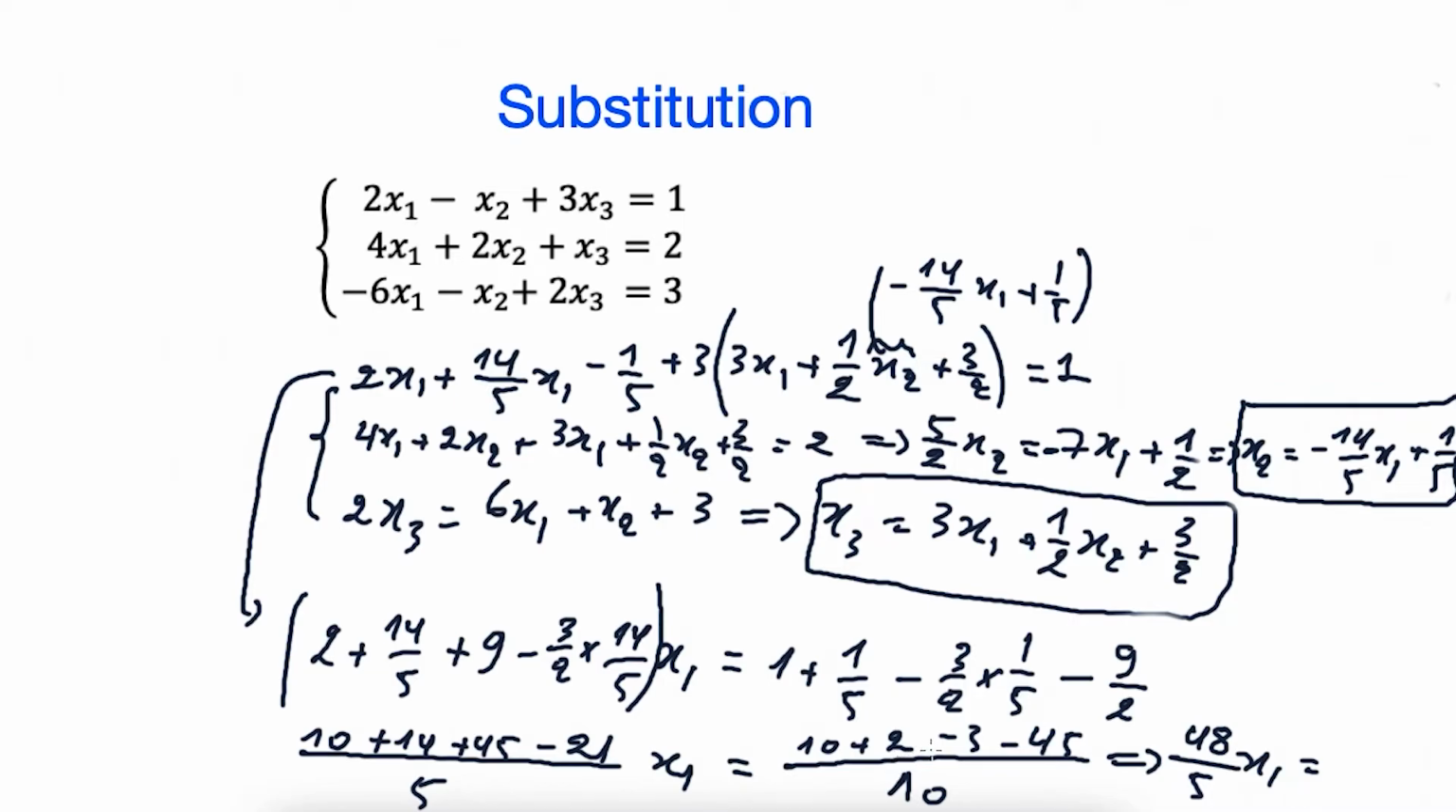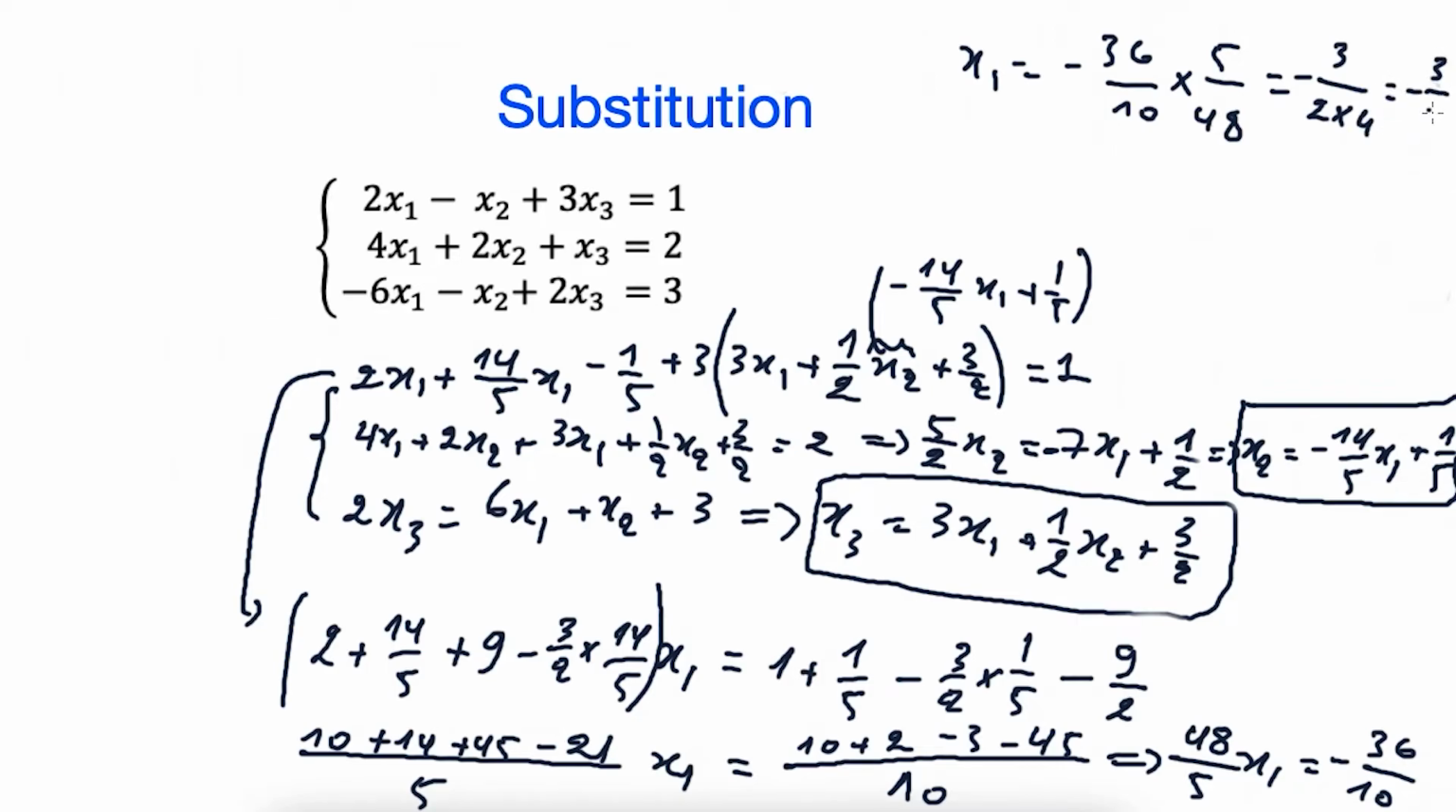minus 36 over 10. So x1 will be equal to minus 36 over 10 times 5 over 48, and we can divide by 12: 36 and 48 become minus 3 and 4, and 5 and 10 become 1 and 2, so this equals minus 3 over 8.